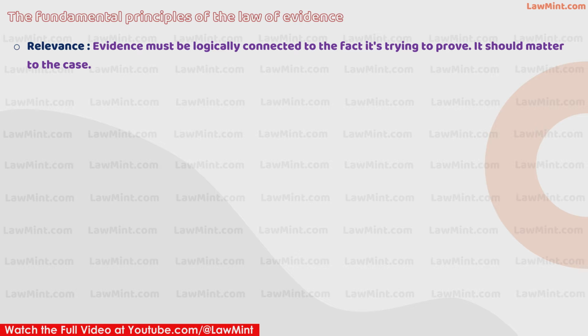The first one is relevance. The evidence must be logically connected to the fact that it is trying to prove. In other words, the evidence should matter to the case. For example, in a car accident case, evidence that the driver was using a mobile phone while driving is relevant to show negligence, whereas evidence about the driver's favorite food is irrelevant.